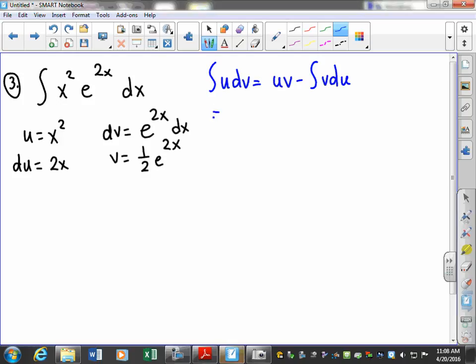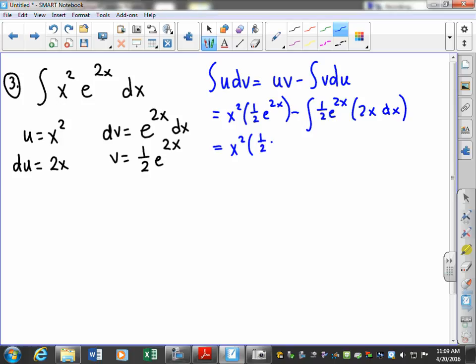So over here in blue, I hope I have enough room, we'll have uv, so let's do that. So u is just going to be our x squared, our v is our 1/2 e to the 2x, minus v is 1/2 e to the 2x again, and du is going to be 2x dx. Okay, so just carry this left term down. We usually work with our right term to simplify it a little bit.